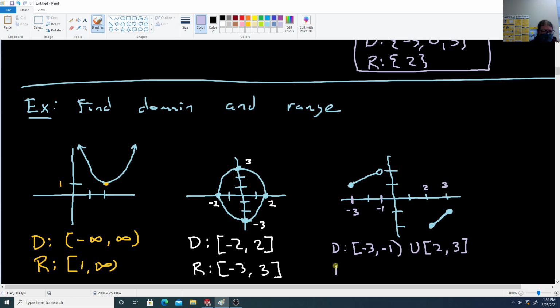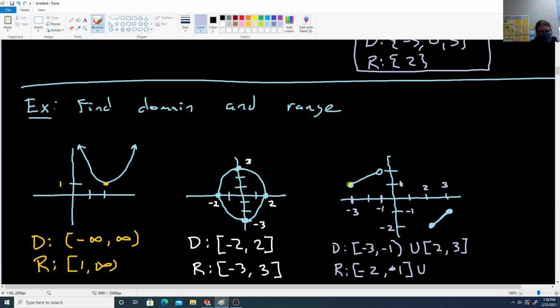Your range is kind of a similar idea with the y's. What's the region of y's where the graph exists? So we start existing down here at negative 2, and we exist till we get up to negative 1 on this bottom line segment. Since that has closed dots, we use closed brackets. We use square brackets in that case. Then there's a big gap. So from negative 1 all the way up to positive 1, nothing's there.